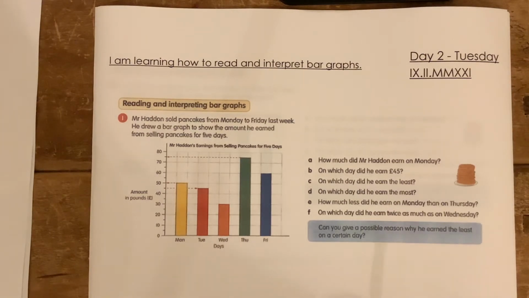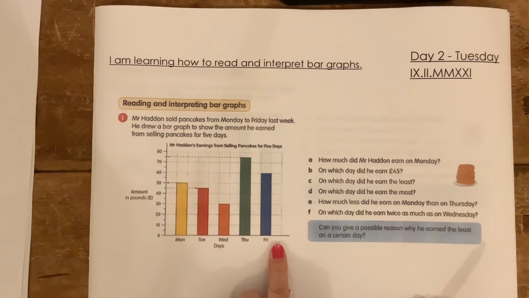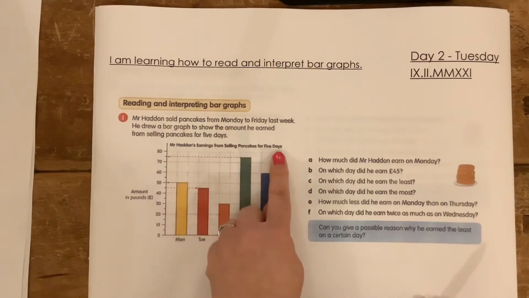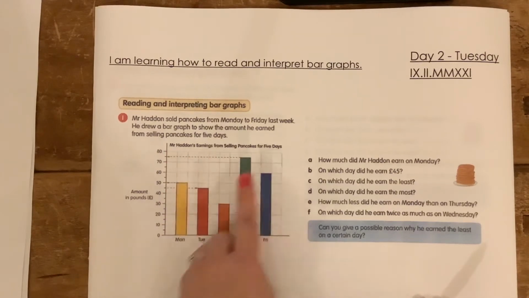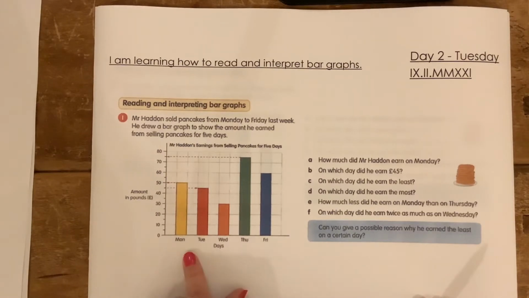Mr. Haddon sold pancakes from Monday to Friday last week. He drew a bar graph to show the amount he earned, and that's shown here on this axis, the amount in pounds, from selling pancakes for 5 days. And here are the 5 days along the bottom. So Mr. Haddon's earnings from selling pancakes for 5 days is the title of our bar graph. On this axis we have the amount in pounds, and on this axis we have the days that he was selling his pancakes: Monday, Tuesday, Wednesday, Thursday and Friday.